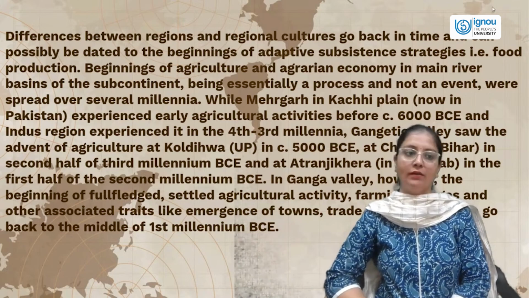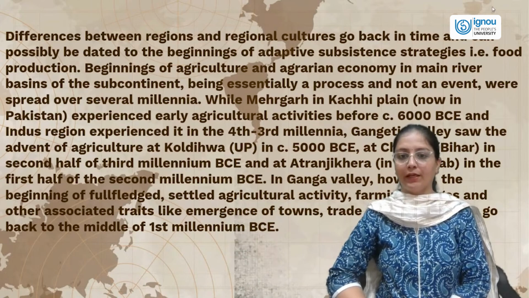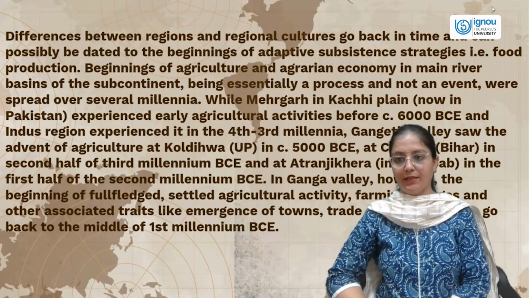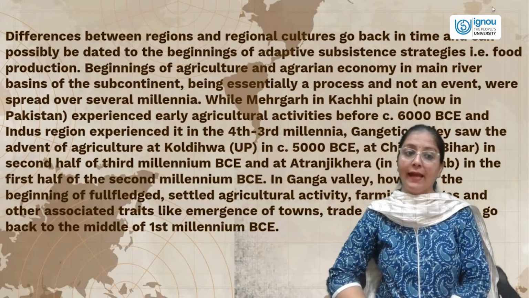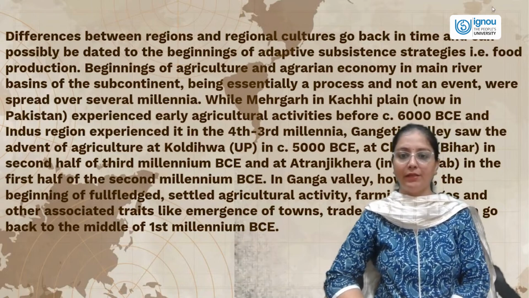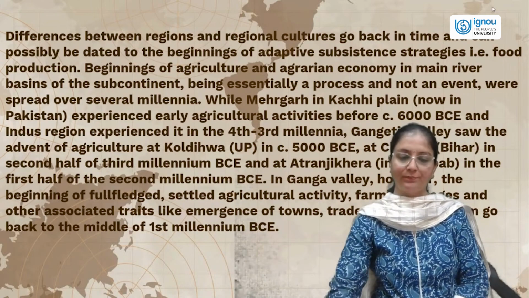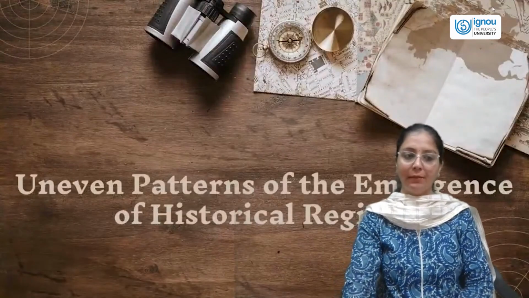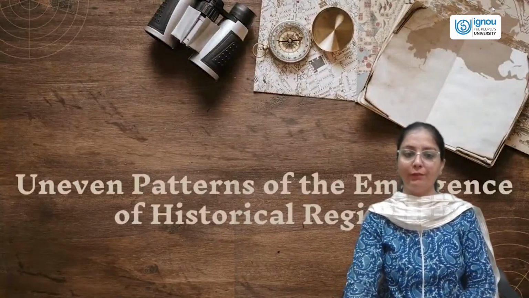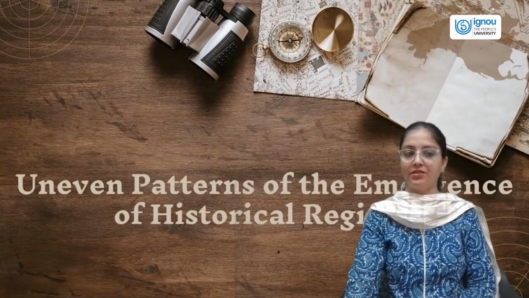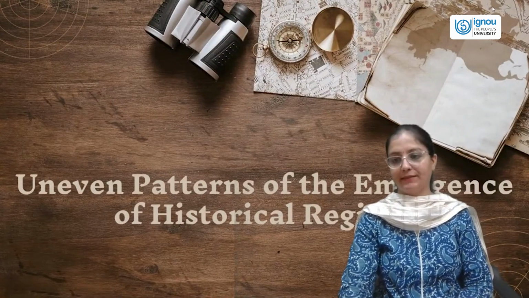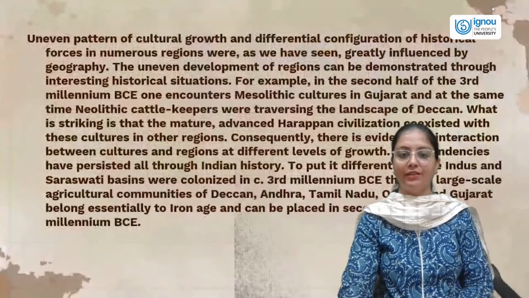The Gangetic Valley saw the advent of agriculture in Koldihwa, UP, in c. 5000 BCE, and in Chirand, Bihar, in the second half of the 3rd millennium BCE, etc. Next, we will study uneven patterns of emergence of historical regions.